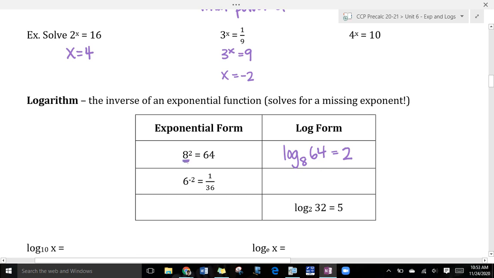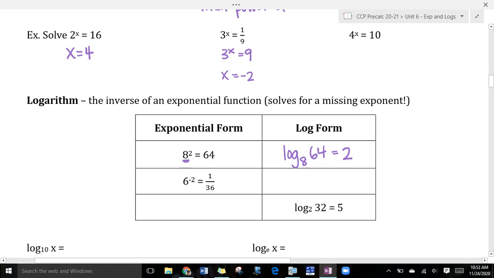You'll see the 8 is the base of the exponent. The 8 is also considered the base of the log. The 64, which is the answer to this exponential form, is actually what we're finding the log of. And then 2, which was our original exponent, becomes the answer to the log. So I'll break things down here in just a sec. I just wanted you to see that format.